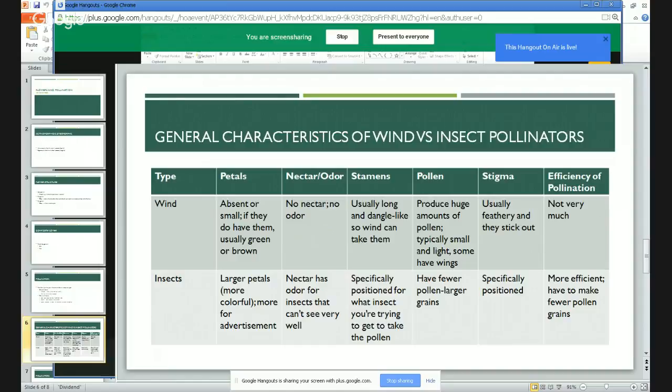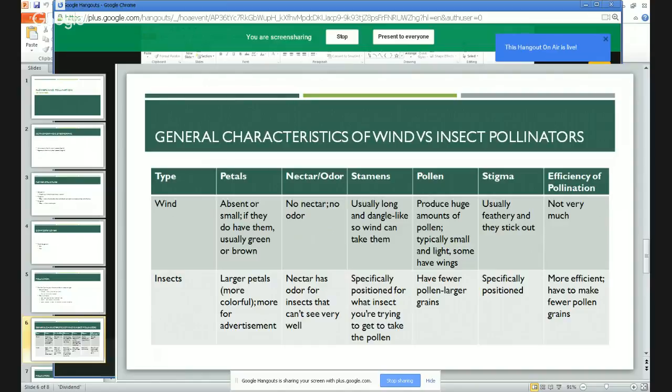The efficiency in terms of wind pollination, it's not very efficient. I mean, that makes sense. You're relying on wind, and timing has to be just right, and the wind strength has to be just right and going in just the right direction. So it's obviously not very efficient. However, with insects, it's a little bit more efficient, so they don't have to make quite as many pollen grains because it is more direct.